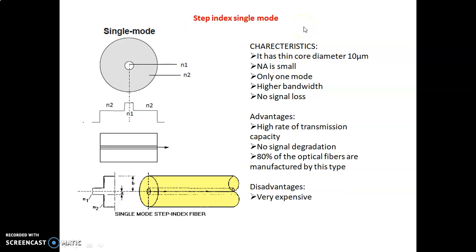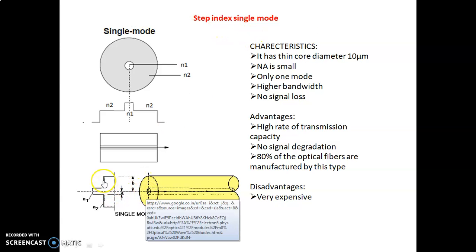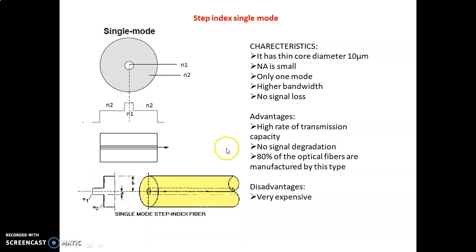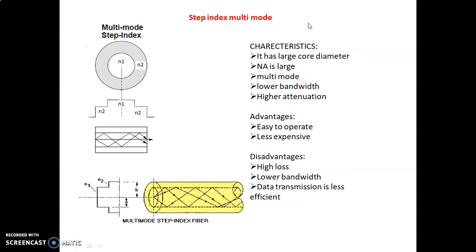The previous one is step index single mode because the core diameter is very small, and here the refractive index varies step by step. So we are saying this one is step index single mode fiber. Now see here, multi-mode fiber, the core diameter is large. Here also the refractive index varies step by step. So we are saying this one is a step index multi-mode fiber. You can learn the advantages and disadvantages from this PPT, the characteristics I have given.